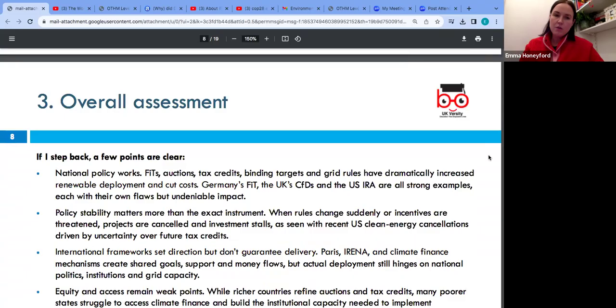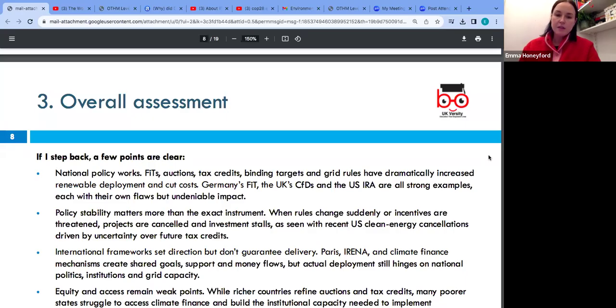Okay, so we're going to do an overall assessment now of those different mechanisms. We know that national policy does work. We've got FITs, auctions, tax credits, binding targets and grid rules, and they have dramatically increased renewable deployment and cut costs. Germany's FIT, the UK's CfDs and the US IRA are all strong examples, each with their own flaws but undeniable impact. Countries have different ways of getting there, and it's important to understand that.